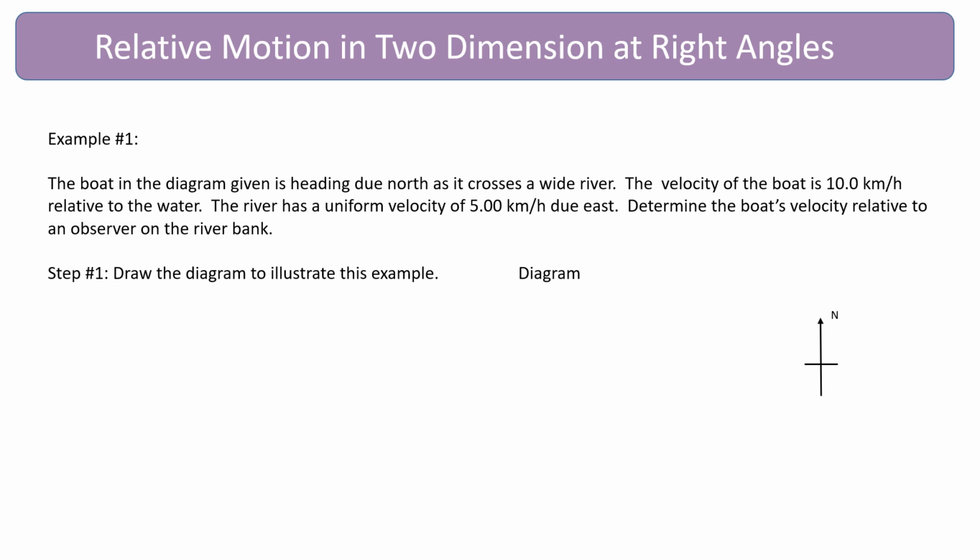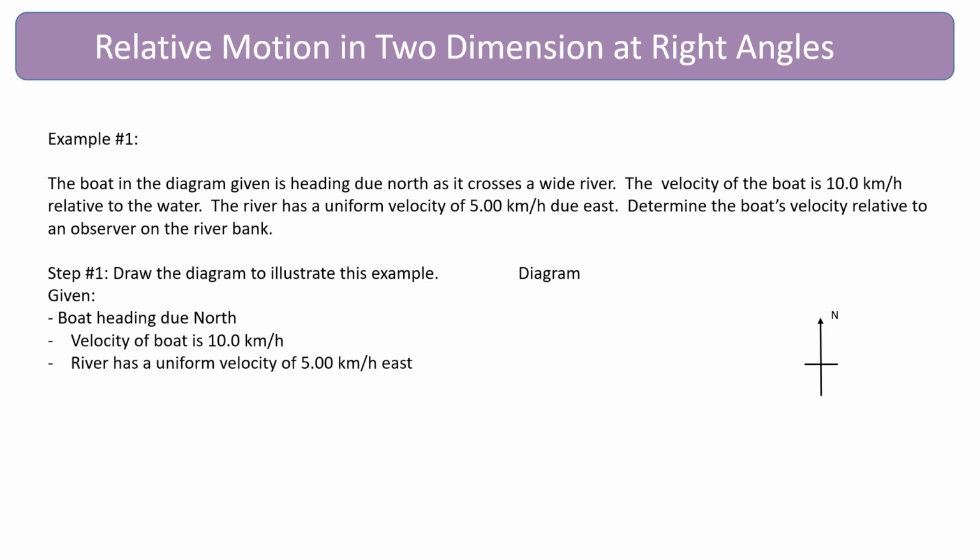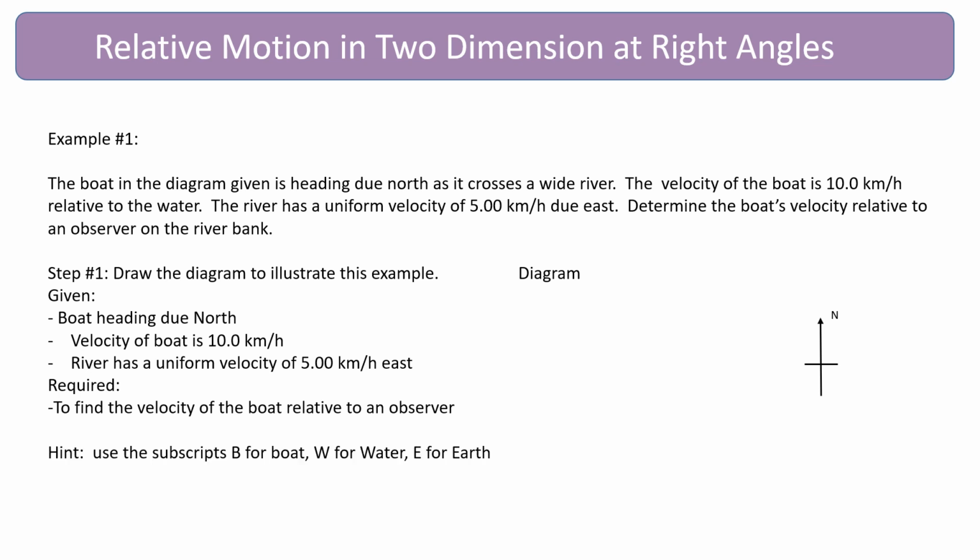So we're going to draw the diagram. So what are the key points? The boat heading due north at a velocity of 10 kilometers an hour. The river has a velocity of 5.0 kilometers an hour east. Required to find the velocity of the boat relative to an observer.